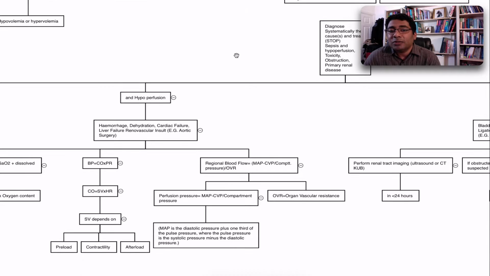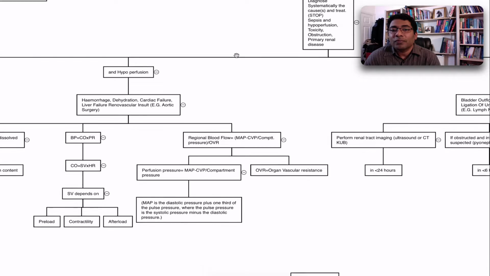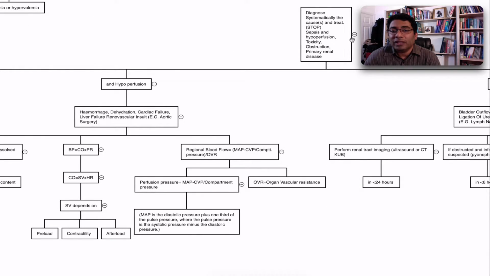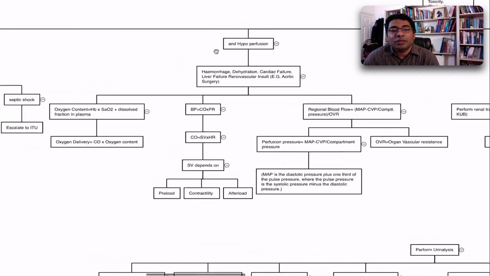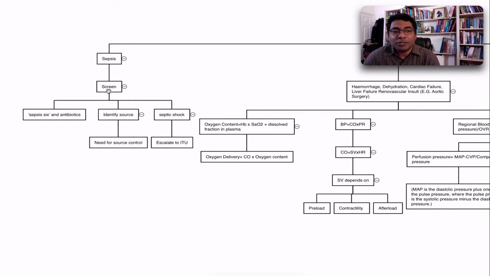Now, how will you diagnose systematically the causes and treat? The mnemonic STOP is very helpful, as used by the London AKI, which is sepsis, hypoperfusion, toxicity, obstruction, primary renal disease. So let's look at them. Sepsis. Always do a sepsis screen properly if you suspect sepsis. Do the sepsis six, antibiotics. Always identify the source and consider the need for source control. Do not wait. Expose the patient fully. And do early imaging if required to find the source.